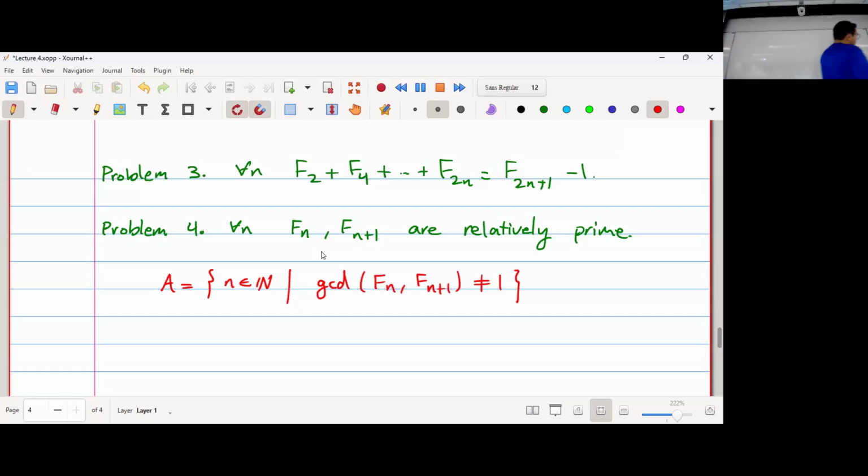Now, what do I want to do? I want to prove that this set is empty. Because if I prove that this set is empty, I have proven that for every natural number n, Fn and Fn plus 1 are actually relatively prime. Right? So we want to prove A is empty. Let's do proof by contradiction. Let's assume A is not empty.